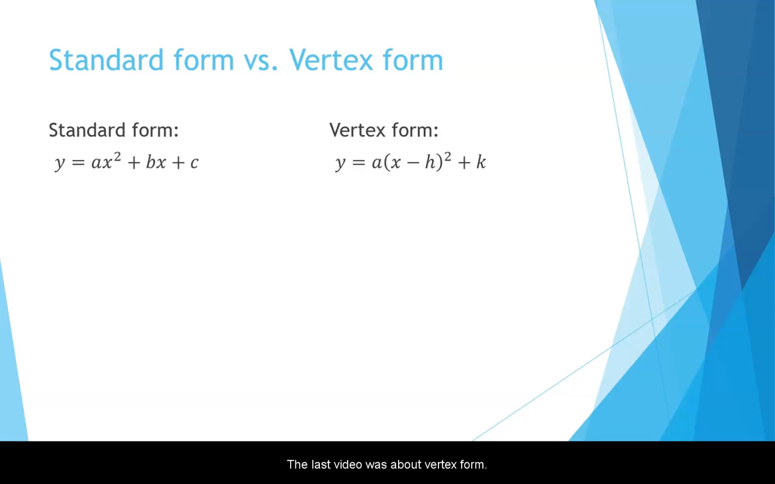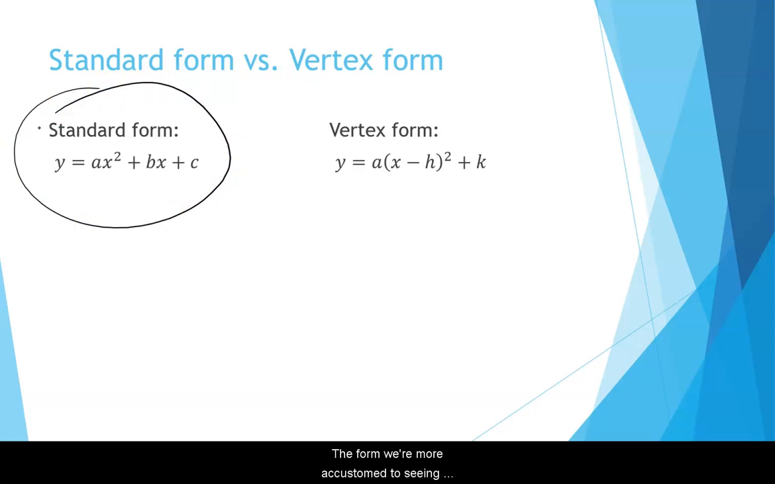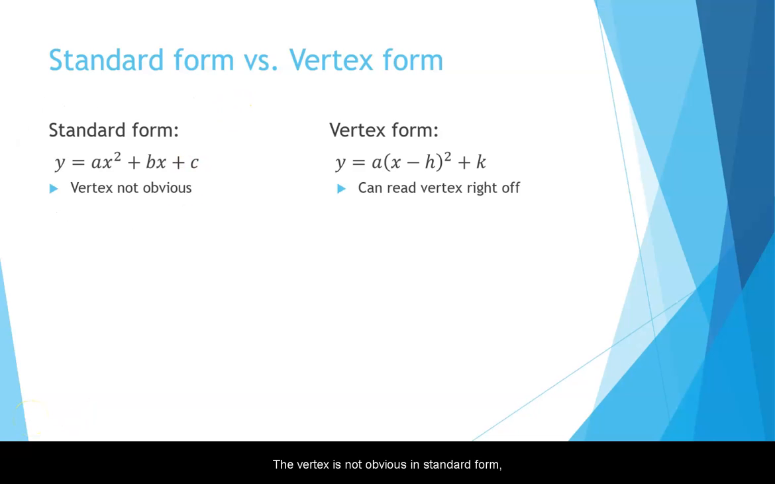The last video was about vertex form. This video is about standard form. Standard form is the form we're more accustomed to seeing quadratics in: y equals ax squared plus bx plus c. The vertex is not obvious in standard form, unlike vertex form where we can read it right off.